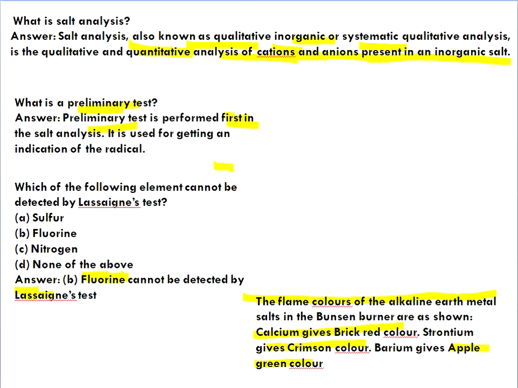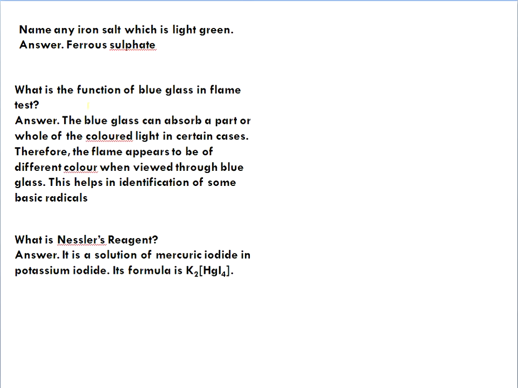Next question is, name any iron salt which is light green. Ferrous sulfate, you have seen that ferrous sulfate is light green in color. What is the function of blue glass in the flame test? The blue glass can absorb part of the color light in certain cases. The flame appears to be a different color when viewed through the blue glass. It helps in the indication of some basic radicals.